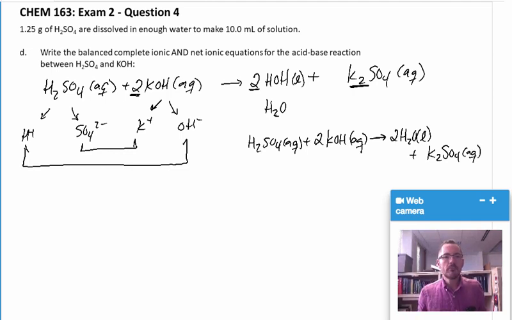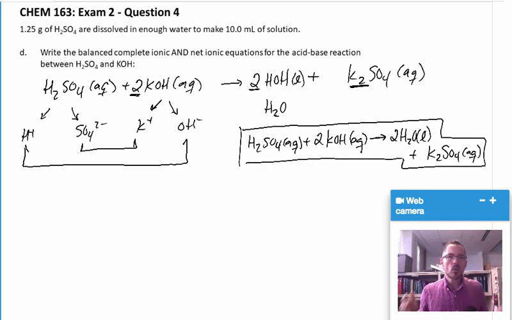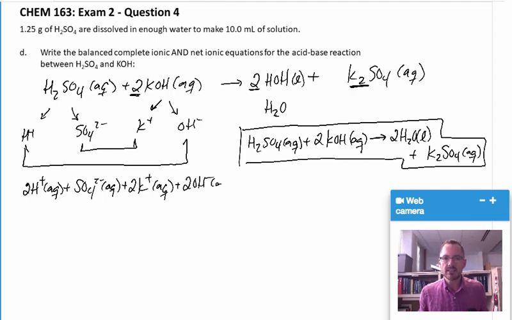So this is our complete equation. Now we need to work on our net ionic. And for our net ionic, we take anything that can be separable into separate ions. Everything but the water can be separated. So when I separate all my ions, I'll have 2 protons from our sulfuric acid. I'll have our 1 sulfate ion from our sulfuric acid. I will have 2 potassium ions from our potassium hydroxide, and I'll have 2 hydroxide ions from our potassium hydroxide.